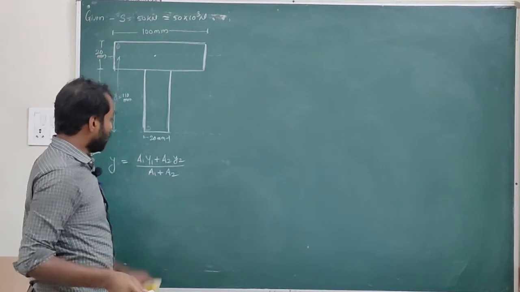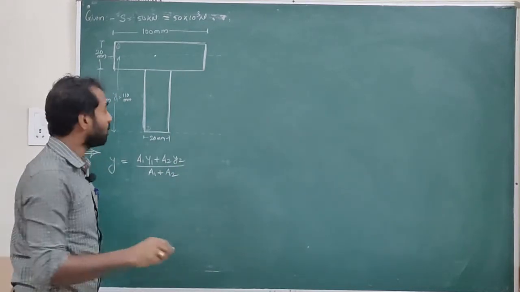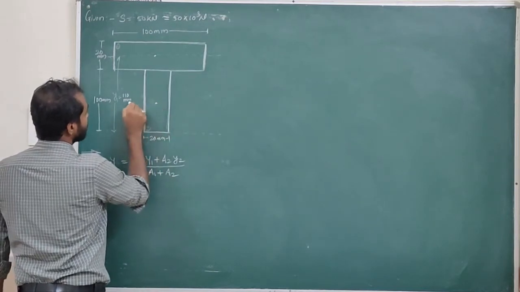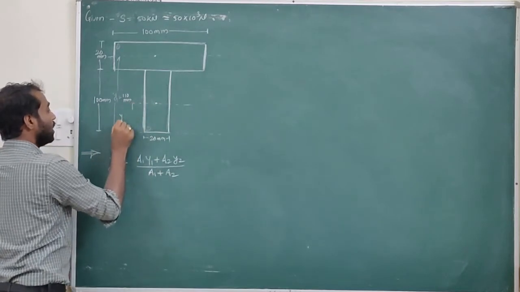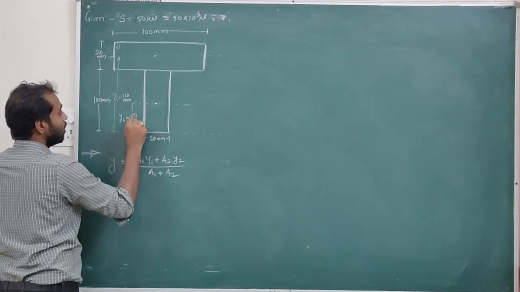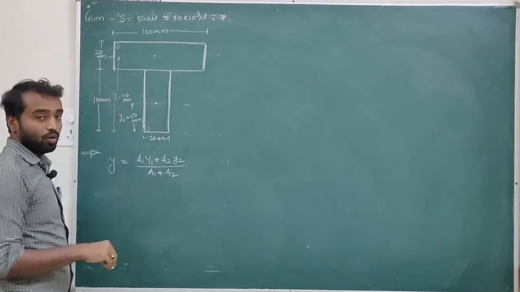And second, y2 is the distance of center of gravity of our second element from reference. So if the center of gravity lies here for our second element, then this distance will be y2, and this y2 will be, depth is 100 divided by 2, which is 50 mm. So this is the value of y2.